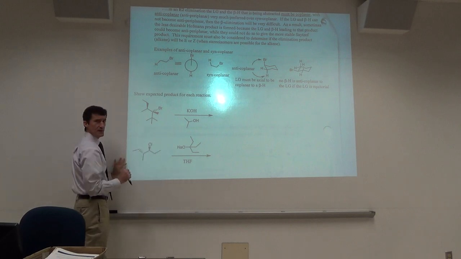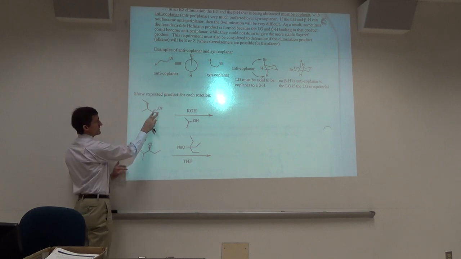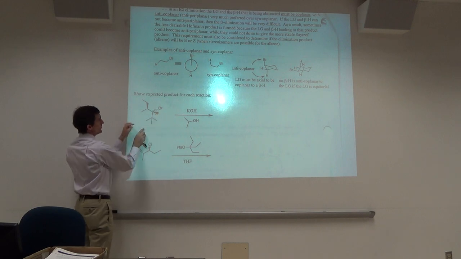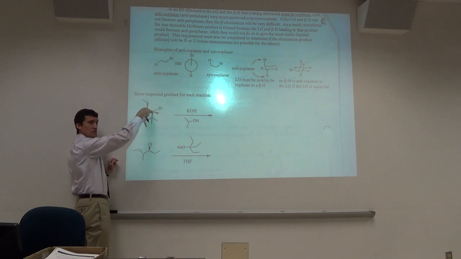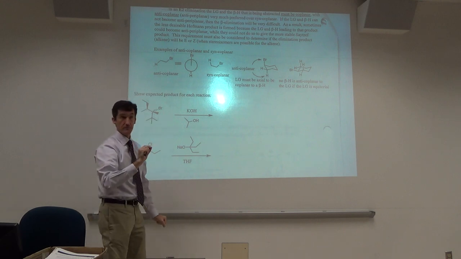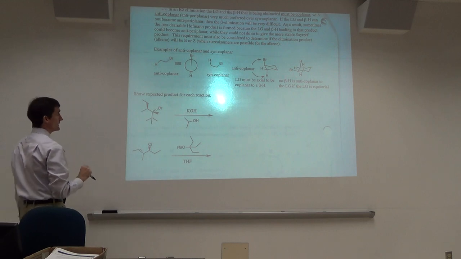Did we show 3 possible products last time? We can eliminate a beta hydrogen here, put a carbon-carbon double bond in here, losing the H and the Br. Or we can lose this H and Br, put the double bond in here. But that structure would have 2 isomers, E or Z. What are we going to get?